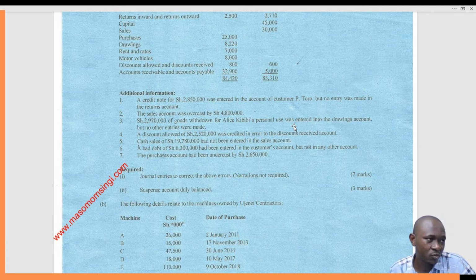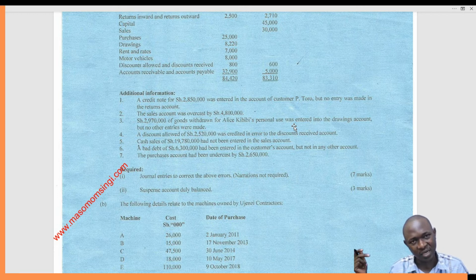So when you take the goods from the business, what happens? You are reducing the stock in the business. And the best way to capture that is through sales. So we will say it's as if the business has sold the goods to Alice. So we are supposed to credit sales account, and then we debit drawings account to show that this money will actually come from Alice's account.